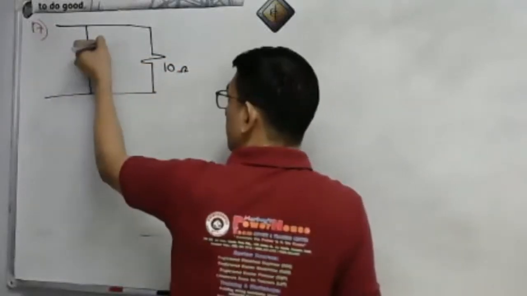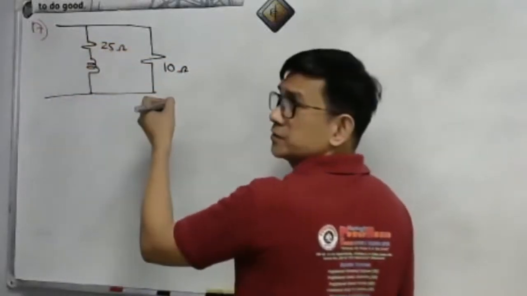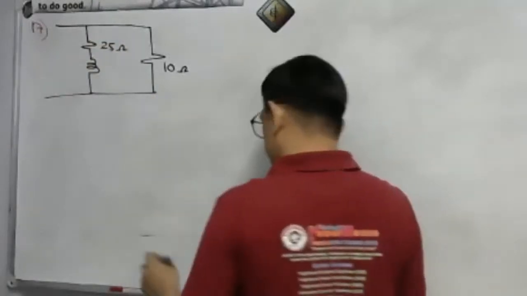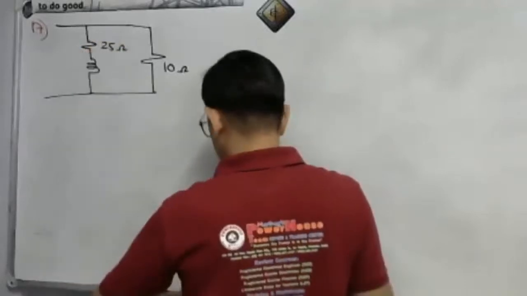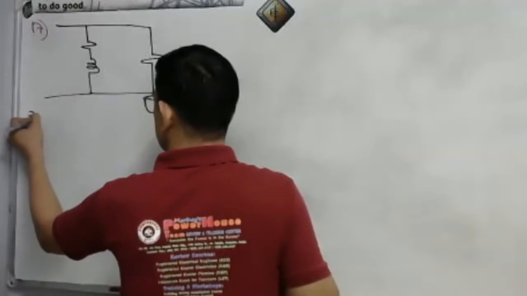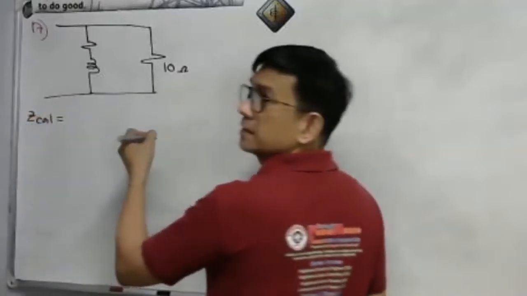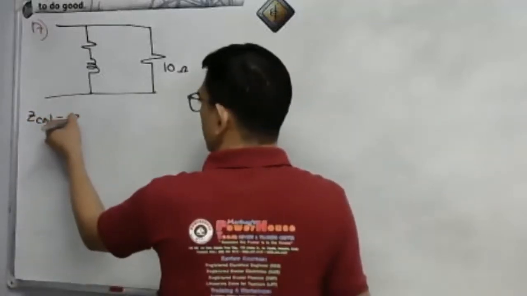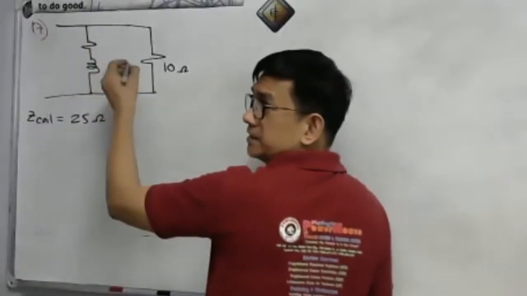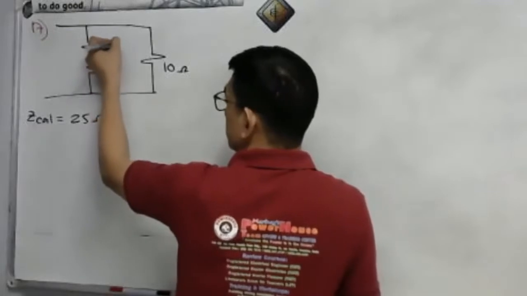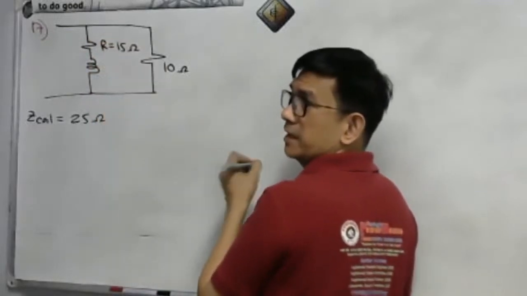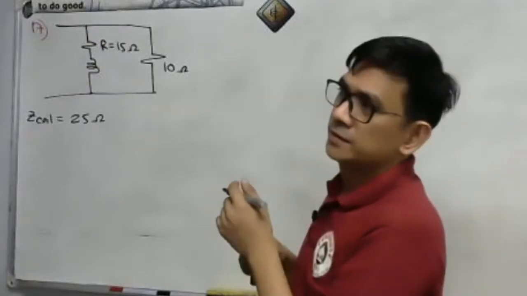Then for the coil, 25 ohms. Sorry, this is the impedance. Let's say the Z of the coil is 25 ohms. Okay, this is the coil. Resistance 15 ohms. Connected in parallel.